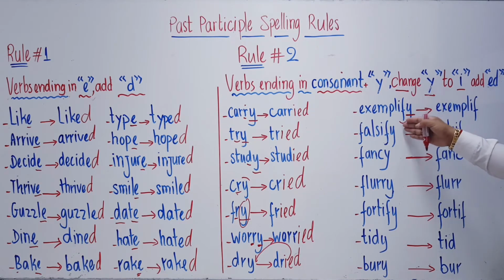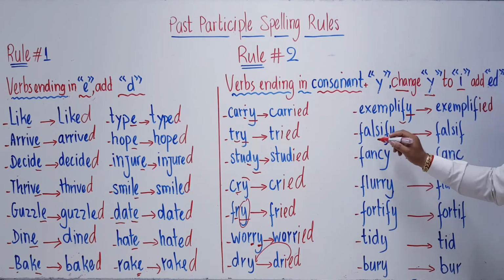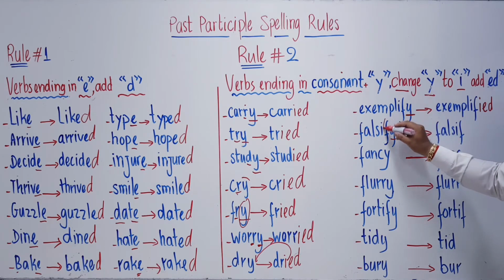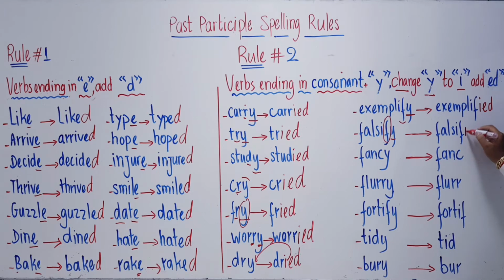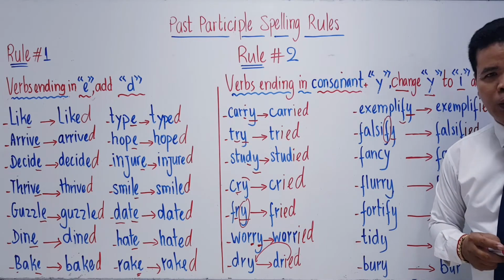Exemplify. And when we go to the past participle spelling rule, we have to see rule number 2. Y at the end, before Y we have got letter F, which is one of the consonants. That's why we have to change Y to letter I and add ED at the end. We have exemplified. Falsify: Y again, consonant again, and then we have I, E, D. Falsified. The right form of the past participle spelling rule. Okay?